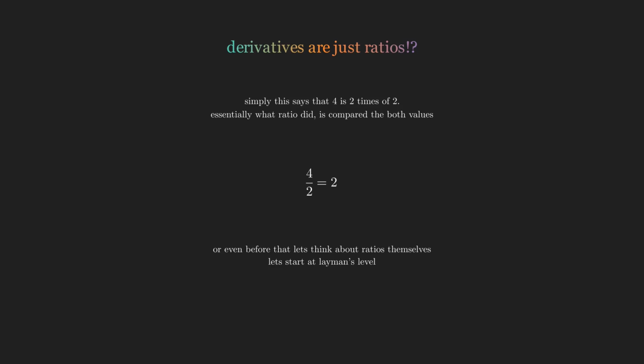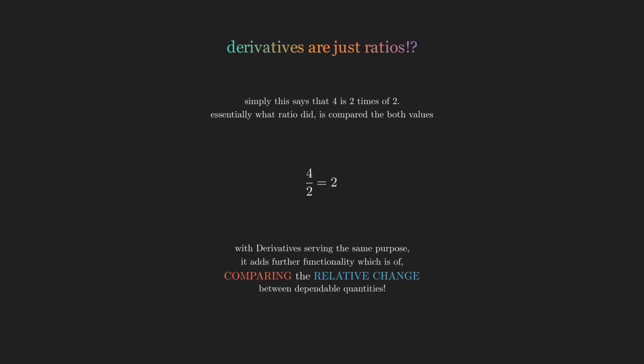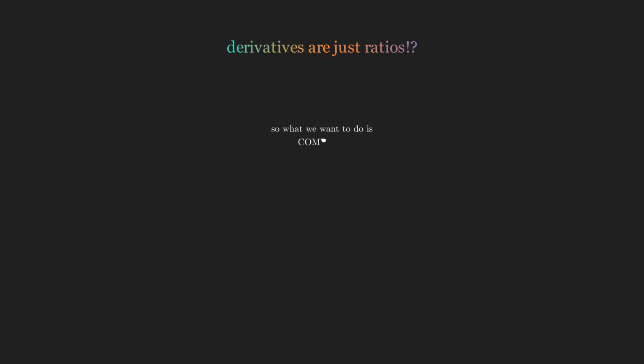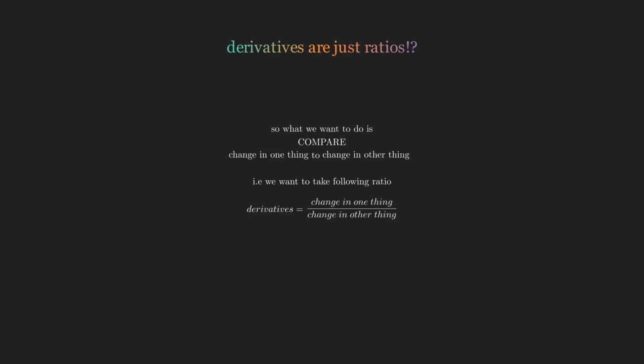Now coming to how ratios are related to derivatives. Derivatives serve the same purpose, but add further functionality, which is comparing the relative change, that means taking the ratio between dependent quantities. We will get to what all this means as we progress further in this video. At a very high level, what we want to do is compare the change in one thing to the change in another thing. That is, we want to take the following simple ratio, and that is what our derivative is.